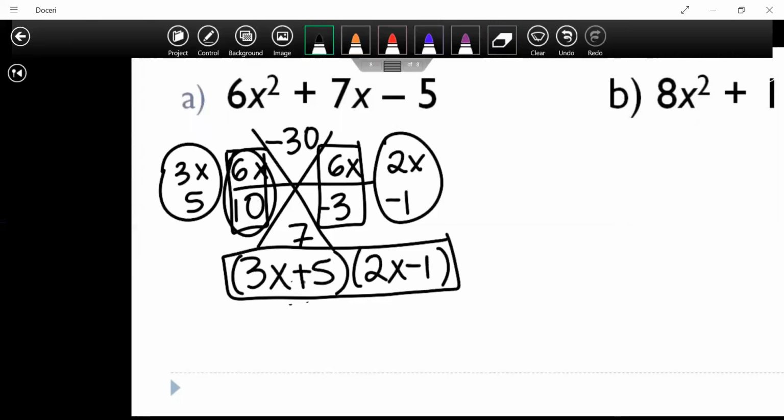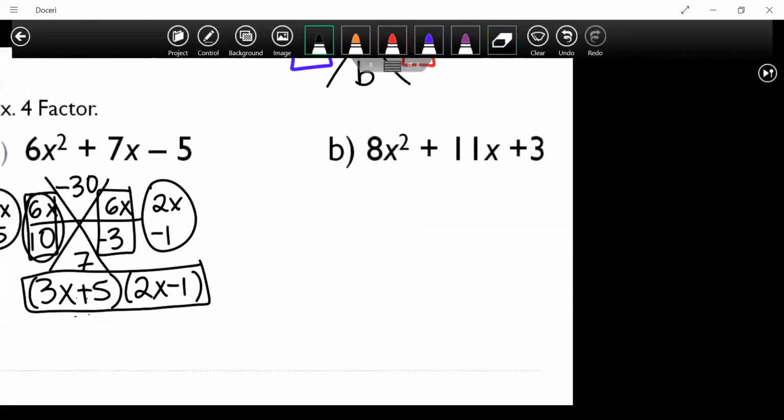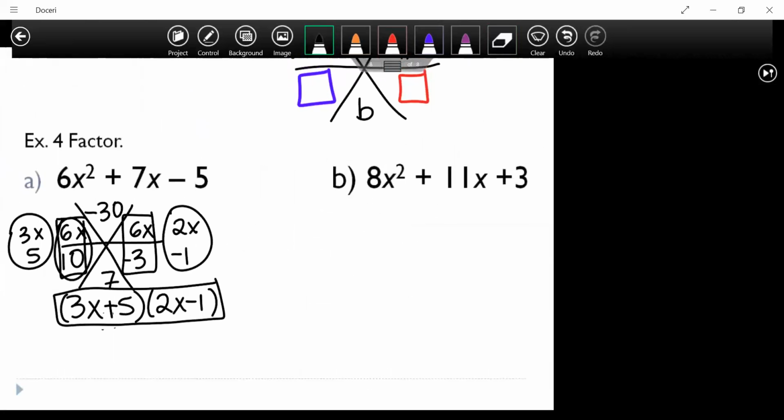Your homework problems are on there. I'm going to go and do this last one just so you have it. Top is 24. We're going to have 8x and.